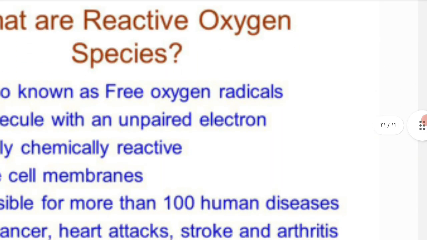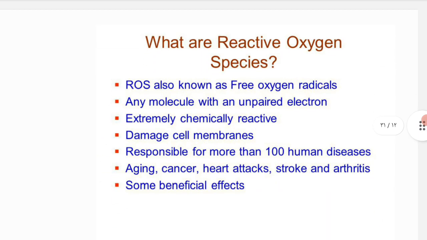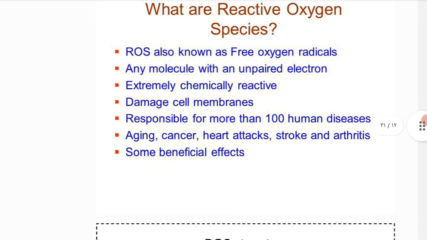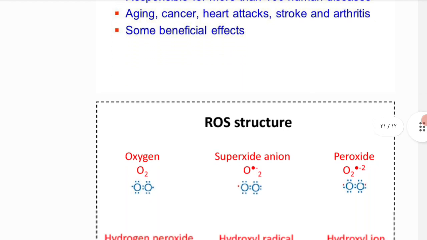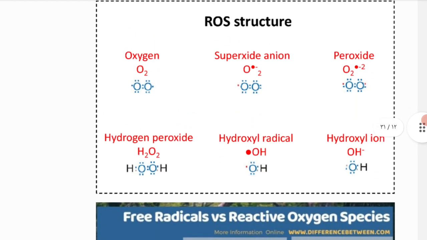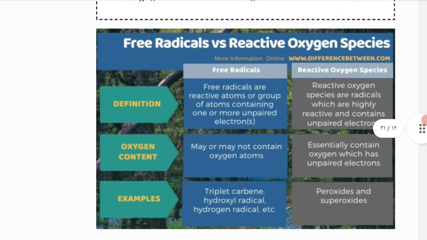As we know about all this, ROS are free oxygen radicals with an unbound electron, chemically so reactive and cause damage to cell membranes, responsible for many diseases like aging, cancer, heart attacks, arthritis, and some beneficial effects. These are those structures as you see. Free radicals versus reactive oxygen species. This is a so important comparison.